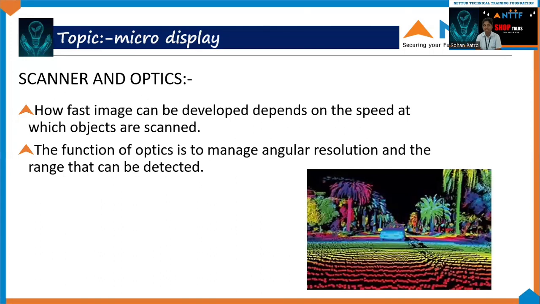Then scanner and optics. The second step is scanner and optics. How fast an image can develop depends on the speed at which objects are scanned. The function of the optics is to manage the angular resolution of the range that can be detected.